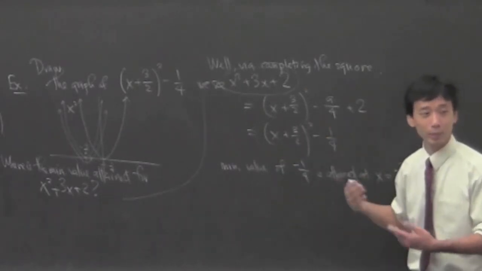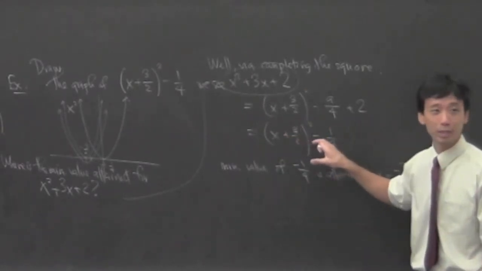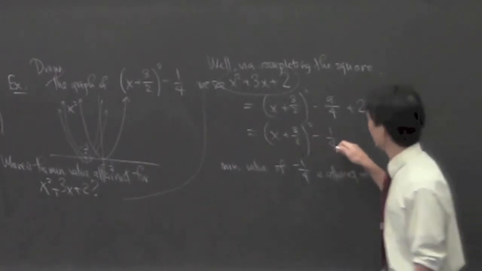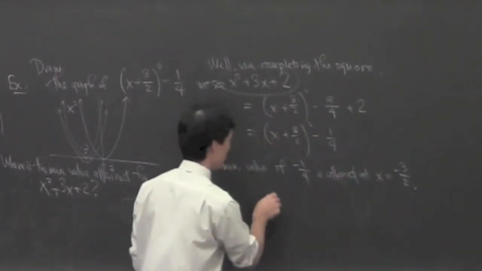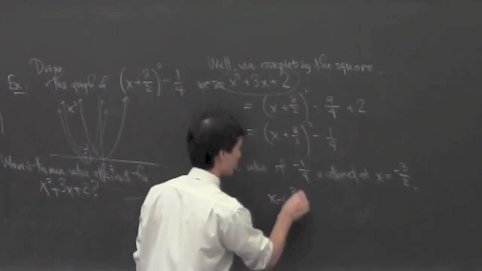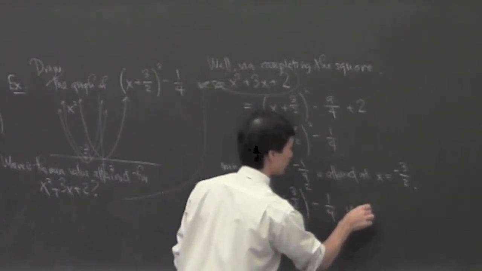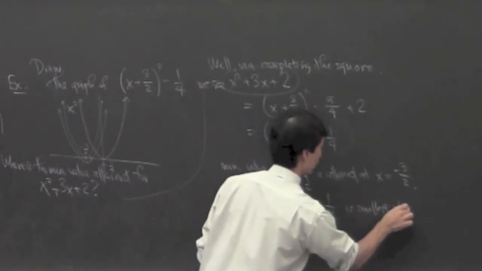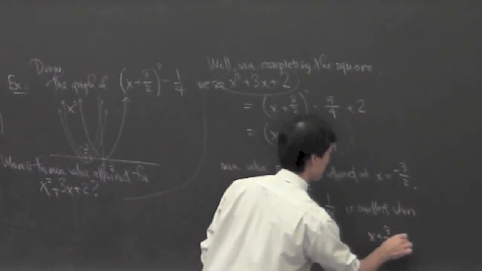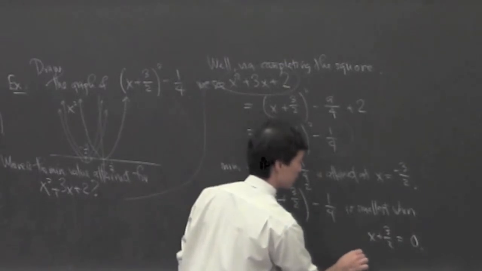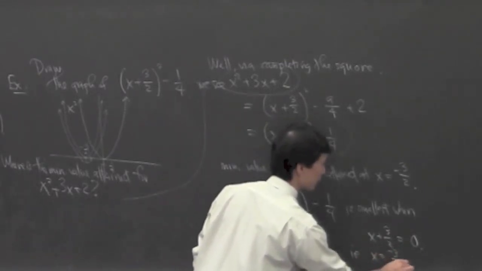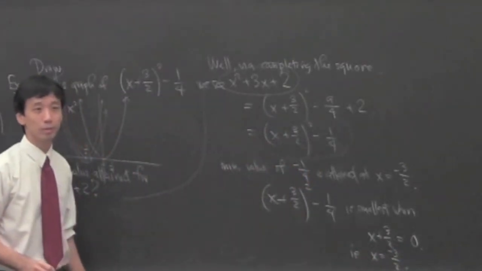To think about it more analytically rather than graphically, you say, well, look, this thing is smallest when x plus 3 halves is 0, right? In other words, when x is minus 3 halves. Okay.